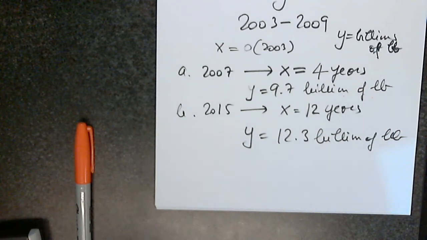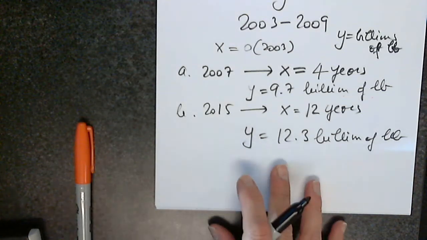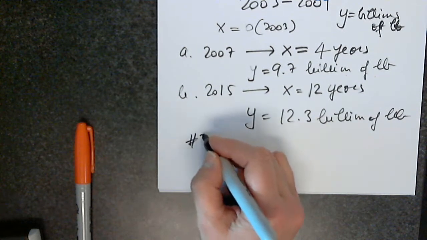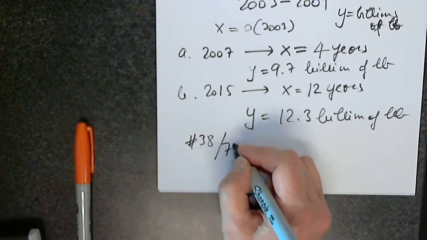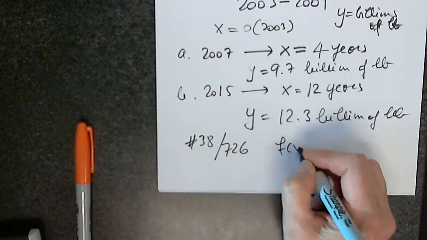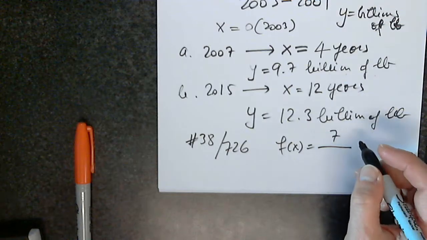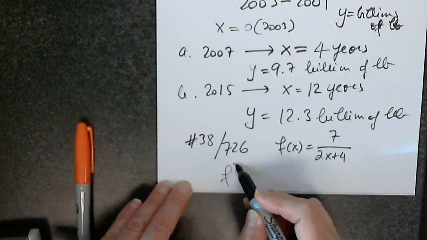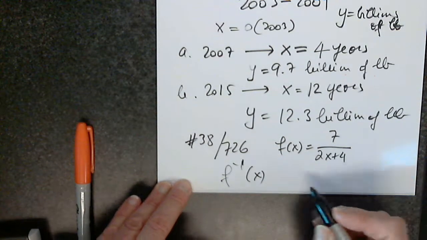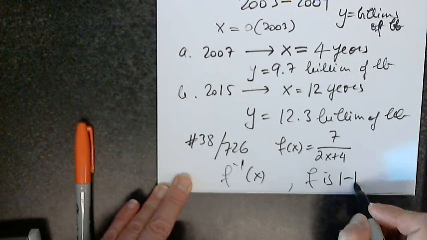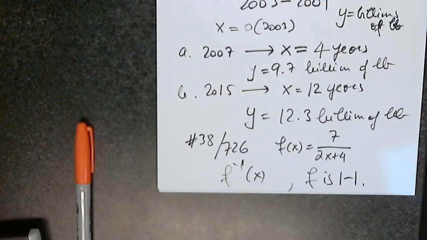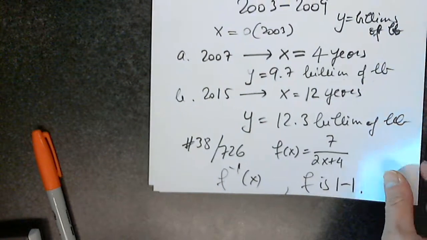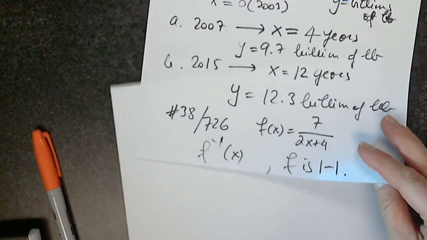Okay. We are given the function from problem 38 on page 726. We are given f of x equals 7 divided by 2x plus 4. We're asked to find f inverse, and we are told f is 1 to 1. So let's find f inverse, please, for 7 over 2x plus 4.